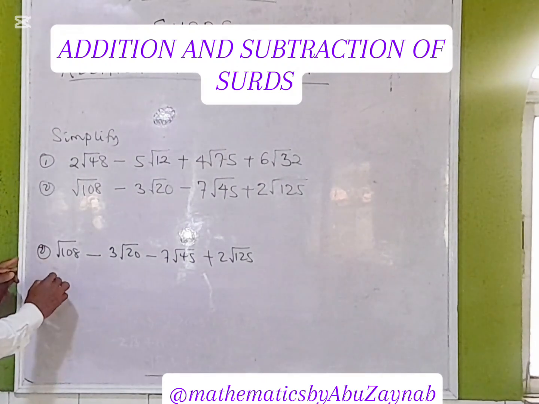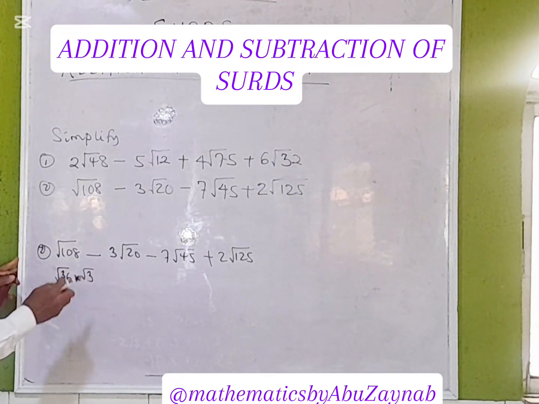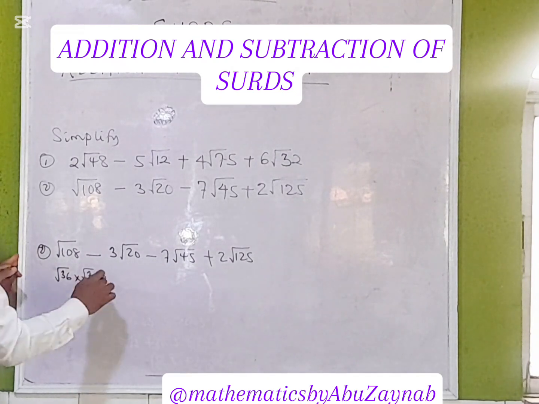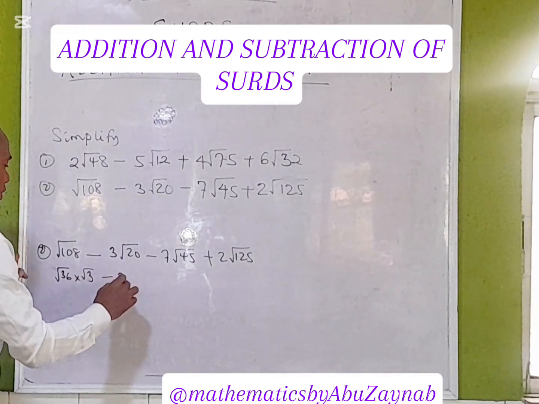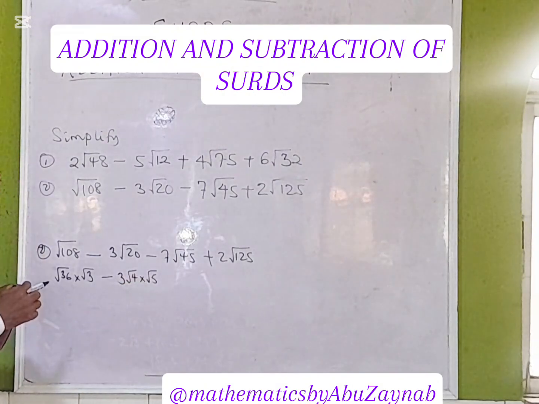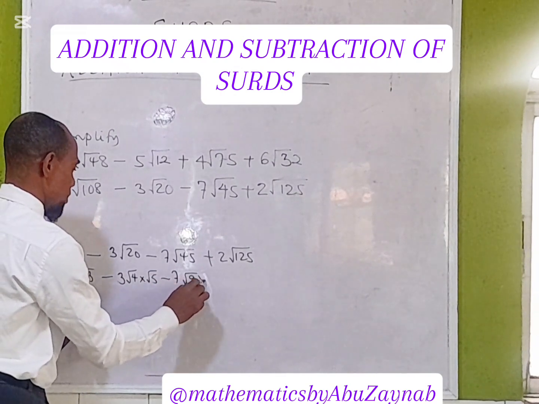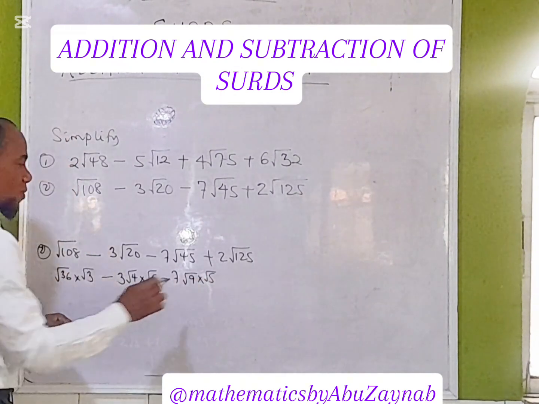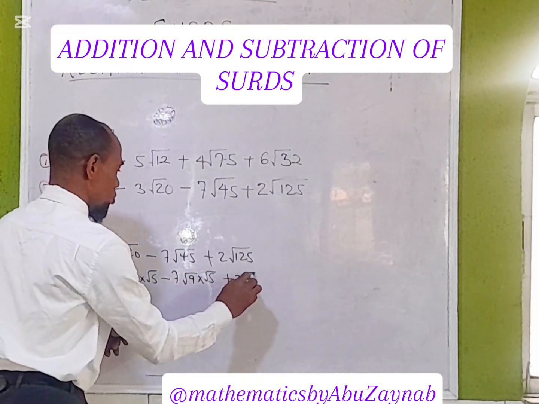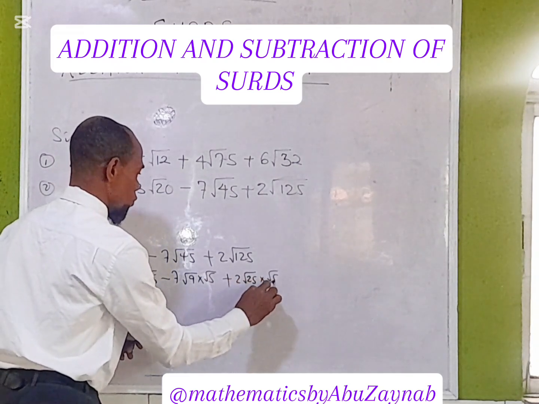So root 108 is simply root 36 times root 3, using the basic rule of surds. Minus 3 root 20, which is root 4 times root 5. Then 7 root 45, which is root 9 times root 5 as well. Then lastly 2 root 125, which is root 25 times root 5 as well.